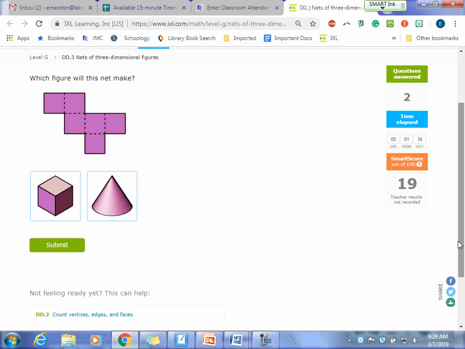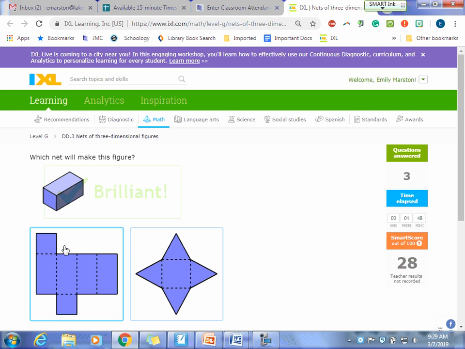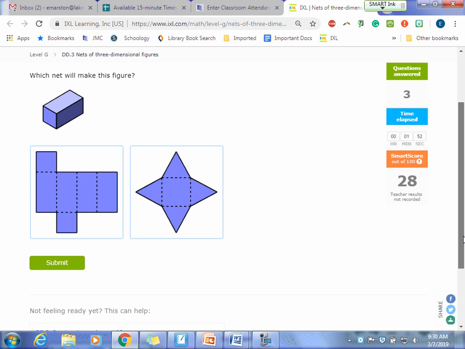Nolan, what do you think? The first or the second one? The first one, right? Is there any circular, triangular shapes as part of this net? No, so it's not going to be one of those. It'll be the cube.